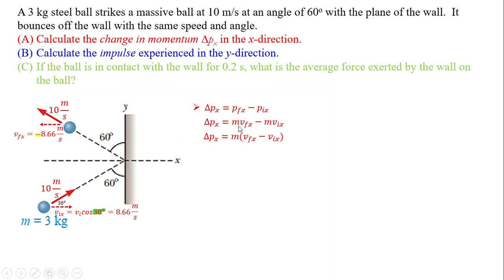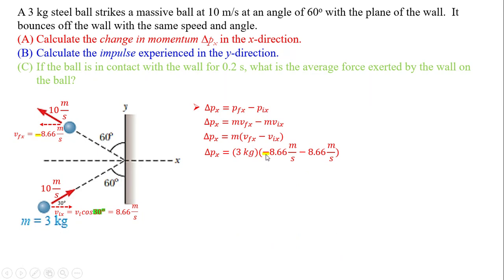Okay, so here I'm just going to factor out m just to keep my work a little shorter in terms of plugging and chugging. Both these terms have an m, so I'm just going to factor out m. So we can really say the change in momentum in the x direction is the mass itself times the change in velocity in the x direction. So I just figure out what VFX is. VFX here is just negative 8.66.